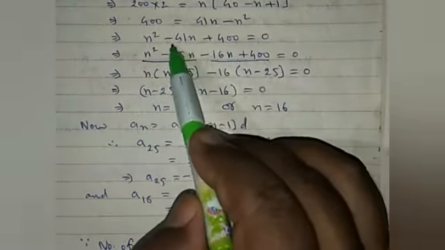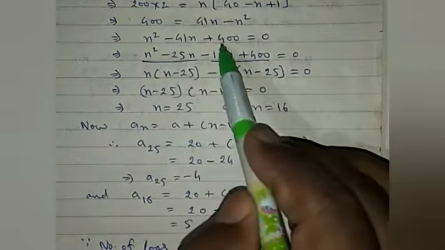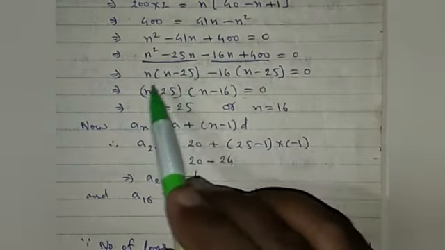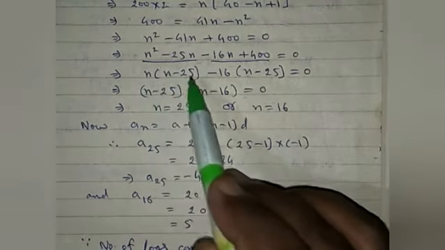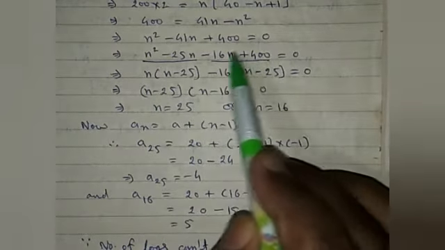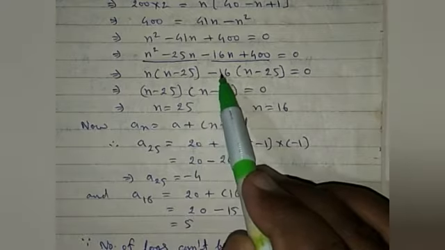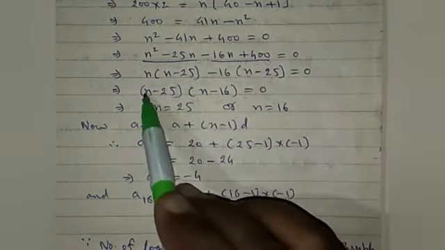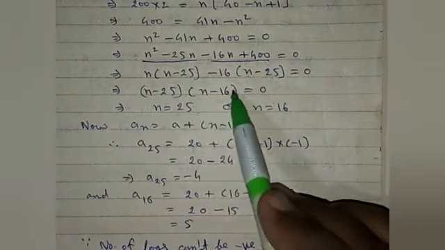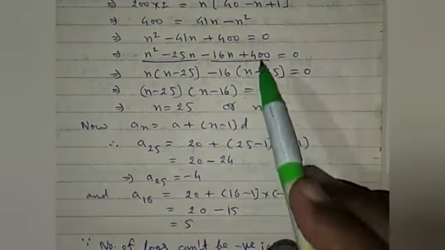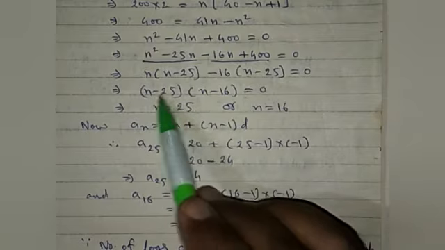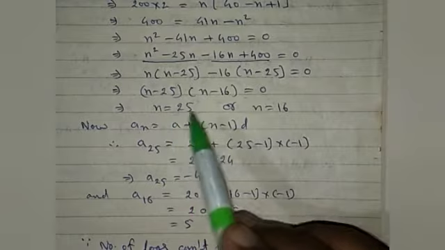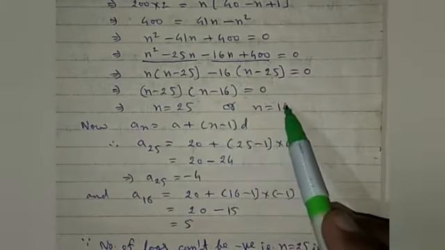Now factorizing this polynomial, we get n square minus 25n minus 16n plus 400. Here we have split the middle term using the factors of 400. Taking n common in the first two terms, we get n into (n minus 25), and taking minus 16 common in the last two terms, minus 16 into (n minus 25), that is equal to 0. So it is (n minus 25) into (n minus 16) equal to 0. So here the product of two factors is 0, so n will be equal to 25 or n will be equal to 16.